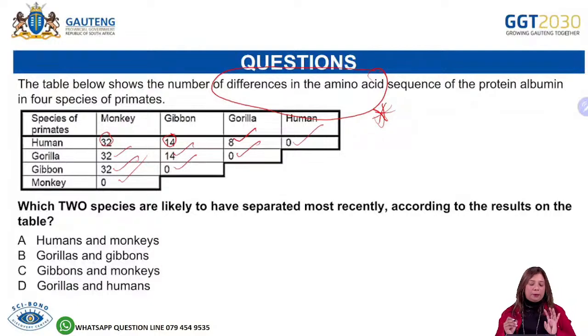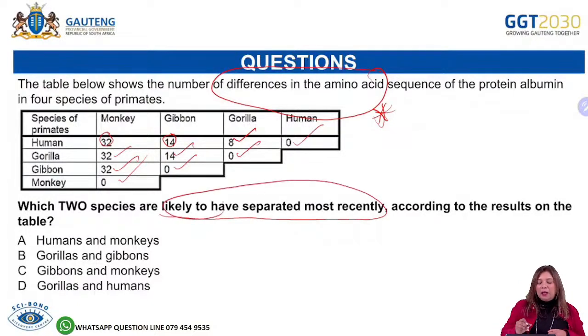So already now, let's not even look at the question. Already now, we can assume, based on our previous questions, I'm sure they're going to ask us which 2 are more closely related. Okay? So let's see. Which 2 species are likely to have been separated most recently? When things are separated most recently, that means they were just together. That means they were part of the same group, and then they were split. So humans and monkeys, there are 32 differences. I don't think so.